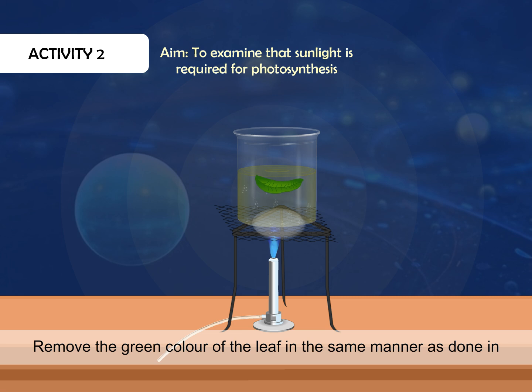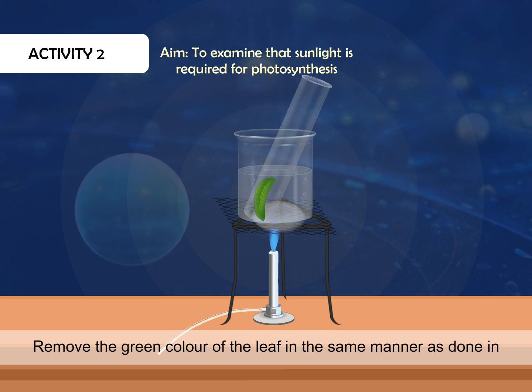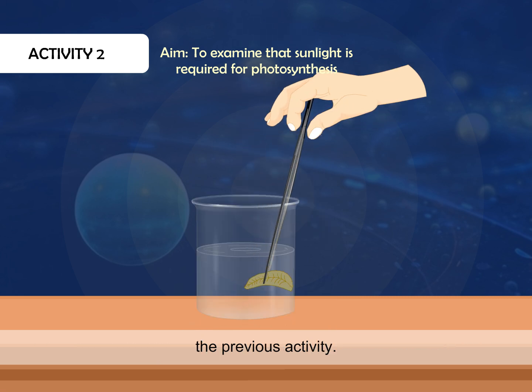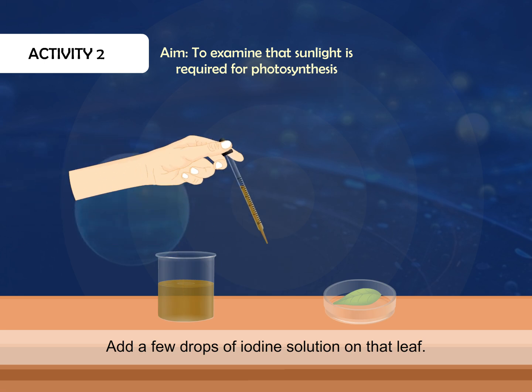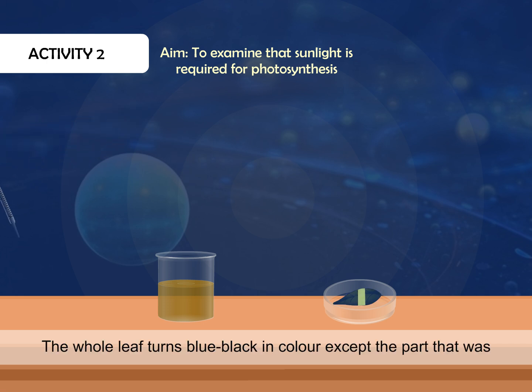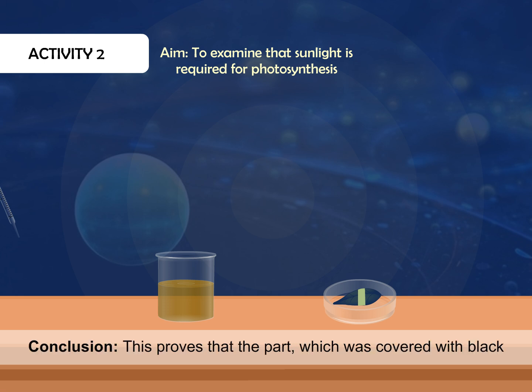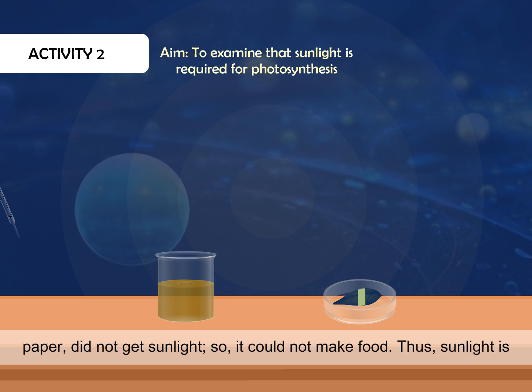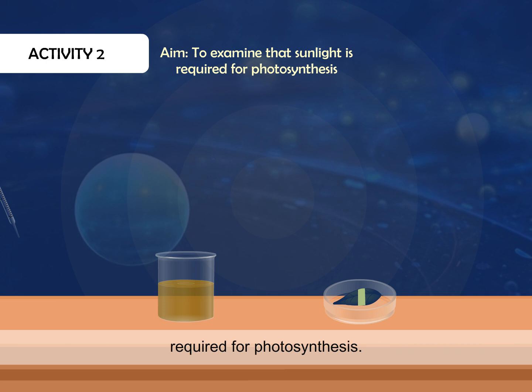Remove the green color of the leaf in the same manner as done in the previous activity. Add a few drops of iodine solution on that leaf. Observation. The whole leaf turns blue-black in color except the part that was covered with black paper. Conclusion. This proves that the part which was covered with black paper did not get sunlight, so it could not make food. Thus, sunlight is required for photosynthesis.